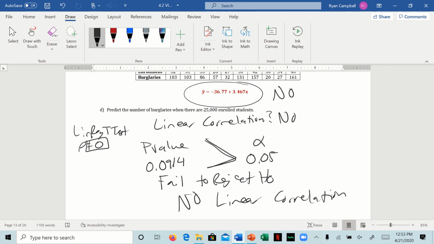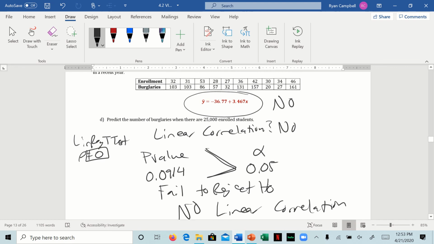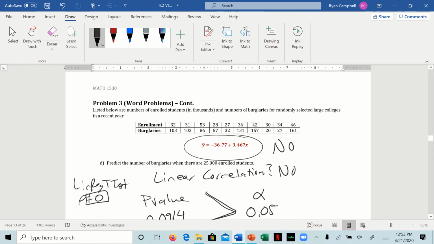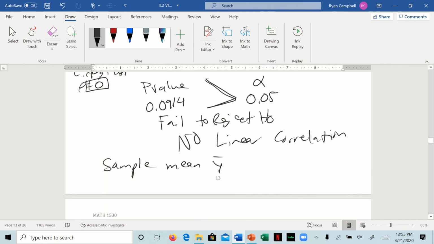So then how do we figure it out? We have to use the sample mean of the y values. So we're just going to add up all these numbers and then divide by 10, since there are 10 values. When we do that, we get about 87.7 burglaries.